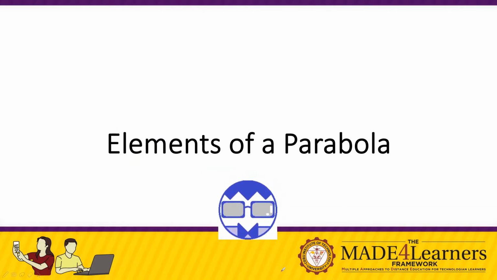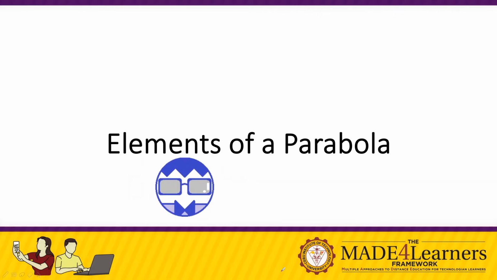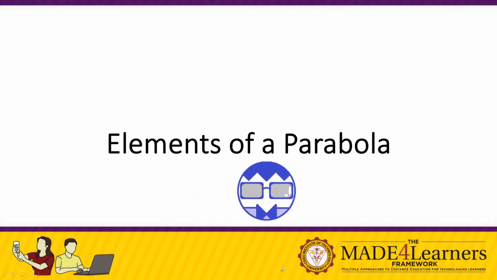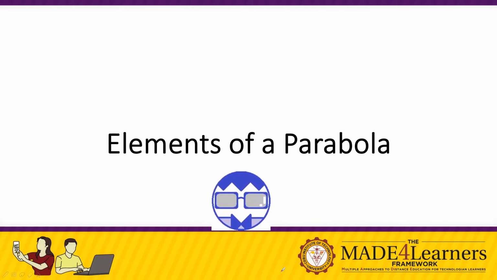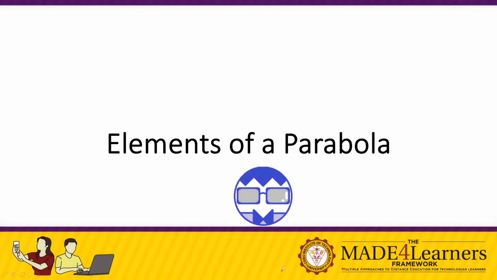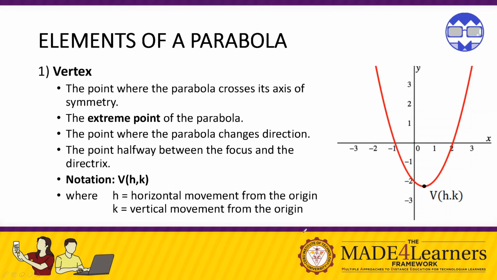For this video, we're going to discuss the elements of a parabola. We're going to discuss the first three elements of the parabola, namely the vertex, the axis of symmetry, and the focal distance. So the first element is the vertex. How do we define the vertex?